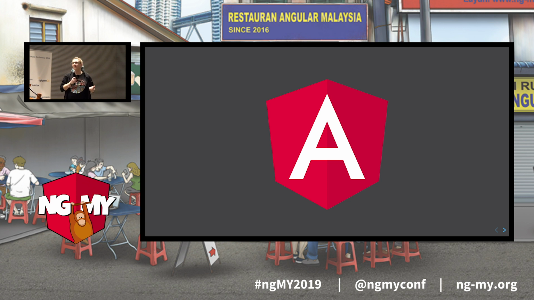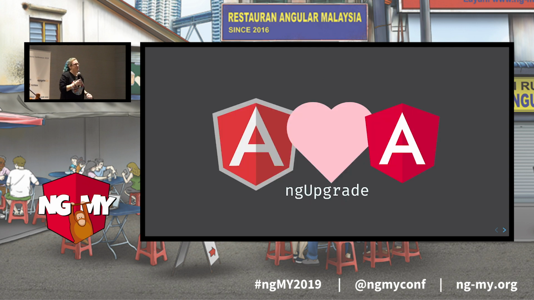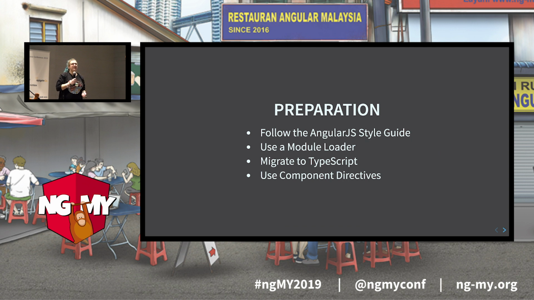Because we stick with what we knew, of course, we went with ng upgrade, which is the standard way to upgrade your apps these days. Now, if you look at Angular IO and see the documentation for how to upgrade your app, the first thing it'll tell you is a bunch of stuff that you need to do in preparation. So it says, you need to make sure that you're following the AngularJS style guide. And that's got lots of useful information, ideas about how you should split up your code that we are not doing. Use a module loader, migrate to TypeScript, and use component directives.